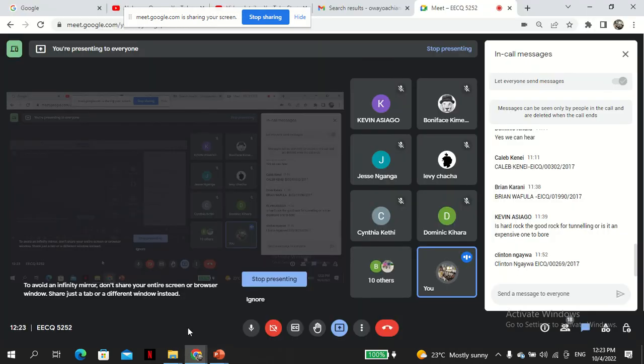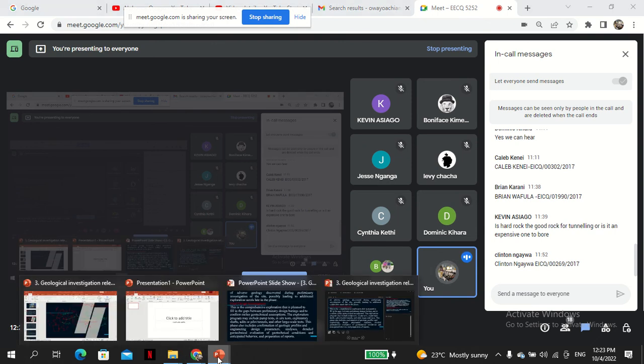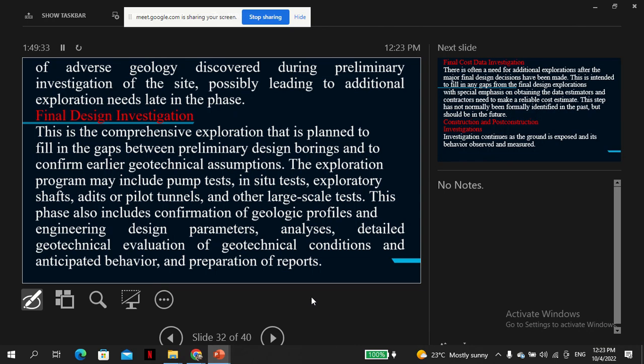Now here, a detailed borehole logging, as you take in the data. The exploration program may include pump tests, in situ tests, exploratory shafts, adits. Adits I already talked about, adits or pilot tunnels, and other large-scale tests. This phase also includes confirmation of geologic profiles and engineering design parameters, analysis, detailed geotechnical evaluation of geotechnical conditions and anticipated behavior, and preparation of reports.